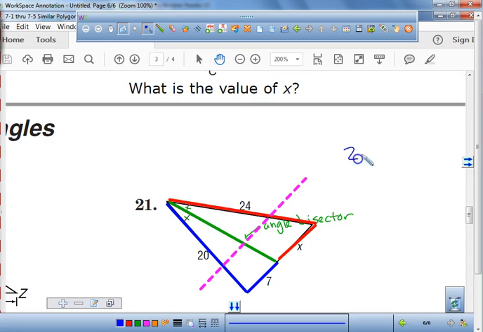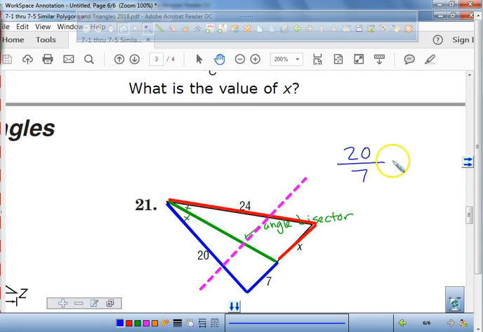20 over 7. 20 over 7 equals 24 over x. That's it. You guys see how this basically sets up the proportion right for you, if you know this is an angle bisector. I'm not going to finish solving this. That's how you set it up. You guys can solve the proportion on your own.